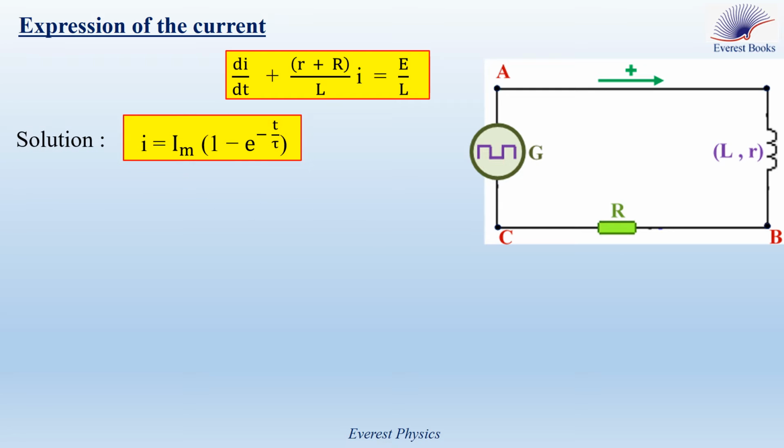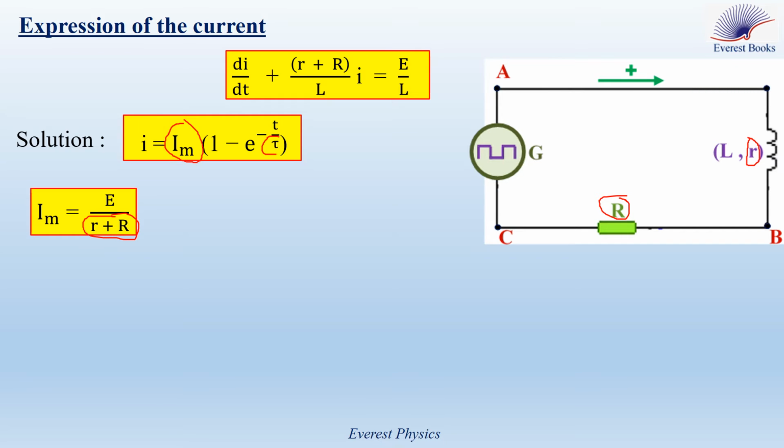The solution of this differential equation is given by this expression, i equal Im times (1 minus e to the power minus t over tau). Im is the maximum value of the current during its growth. Im is equal to E over the total resistance of the circuit. Look at the figure. The total resistance of the circuit is equal to the resistance of the resistor plus the internal resistance of the coil.